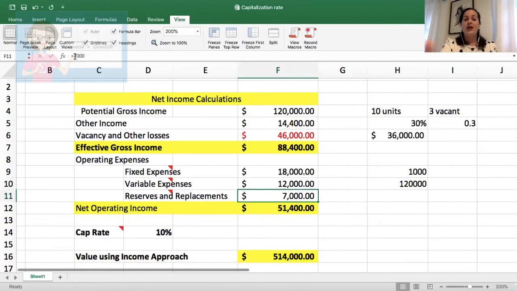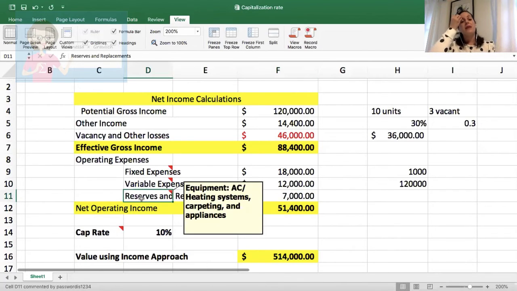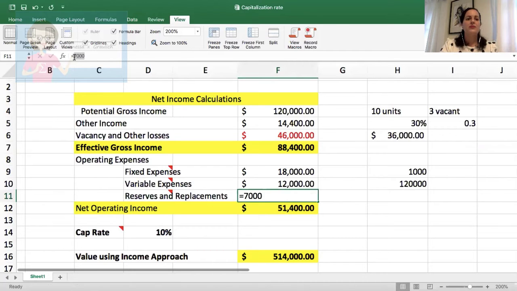And the reason why I'm showing you how I can increase this is so you see how the value using the income approach right here is going down, because you're basically estimating the expenses you're going to have. Then you're going to have reserves and replacement. Now, if you have a huge building, you're going to have air conditioning, heating systems, carpeting, appliances. For this estimation, I'm going to just put a reserve of $15,000. Why? Because I think air conditioning, especially if you're close to the water, is going to be expensive. And I think $50,000, honestly, is not even enough when you're talking about a 10 unit building. But this is just, again, an illustrative example.